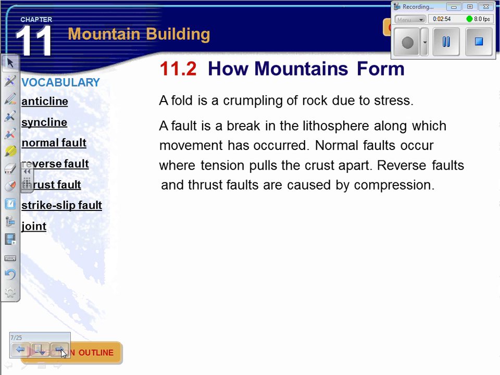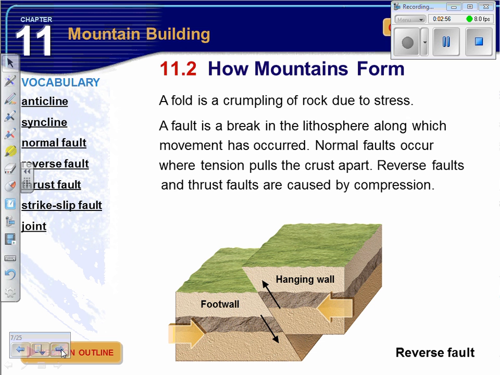Reverse faults and thrusts are caused by compression. Again, a reverse fault, the easiest way to remember is that you have compression. The hanging wall moves up relative to the footwall in a reverse fault due to compression.